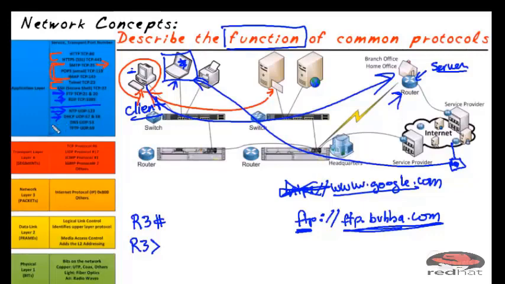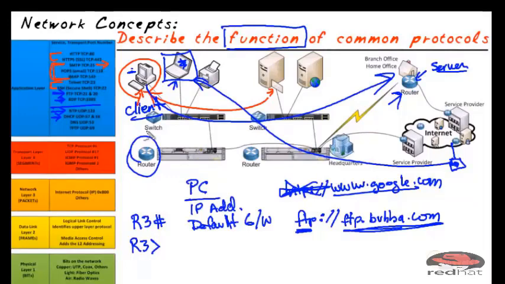DHCP is used to hand out IP addresses. So if we have a PC and we don't want to manually assign, for example, what does a PC need? Let's do a little checklist of what a PC needs. It needs an IP address. It needs a default gateway. The default gateway is, to the PC, like how I get off the network, meaning how I reach a remote network. So this is a router, which would be a good default gateway for the PC.